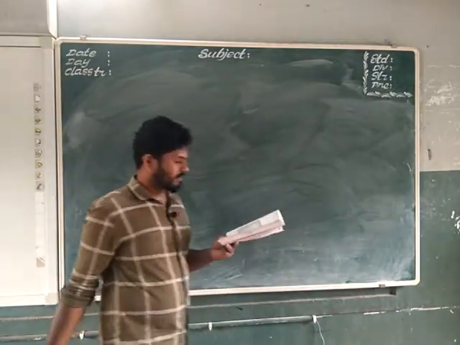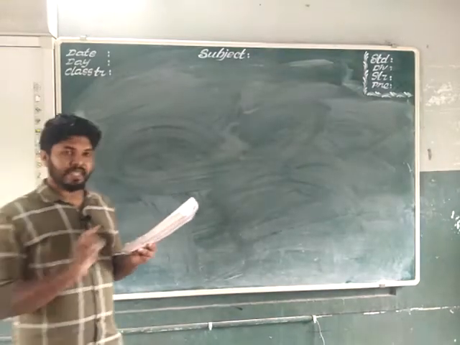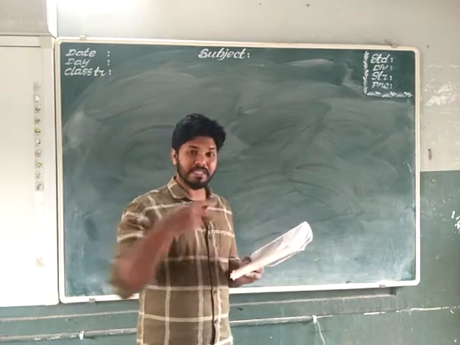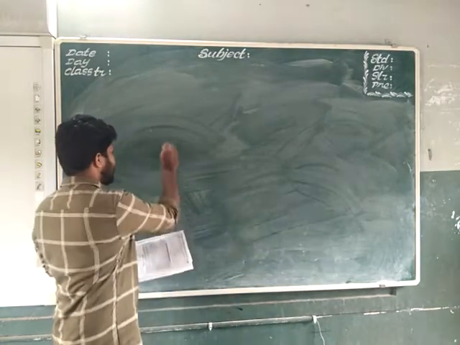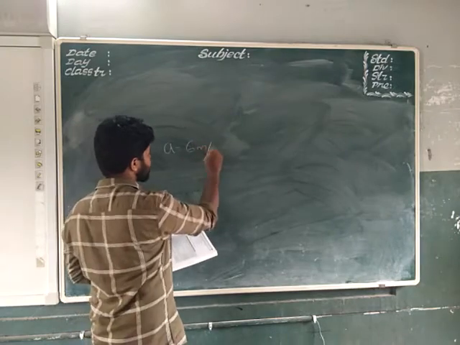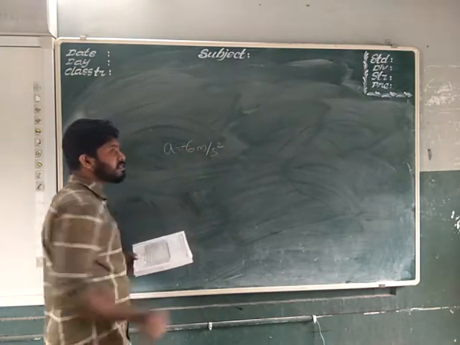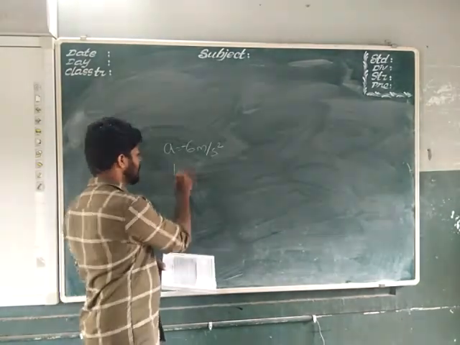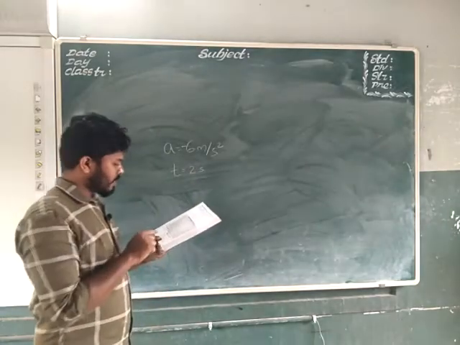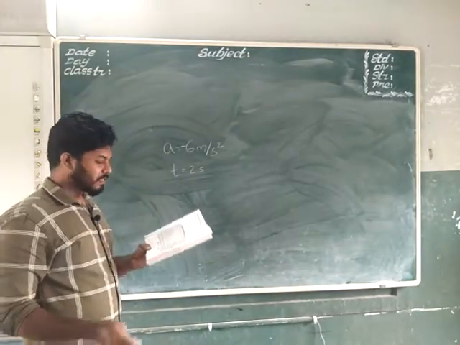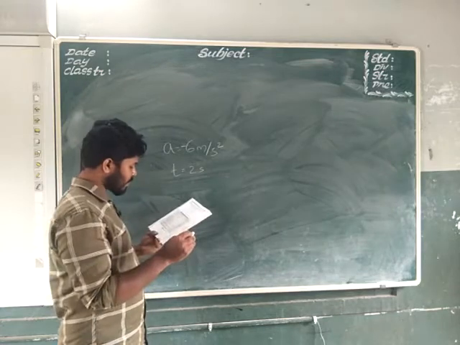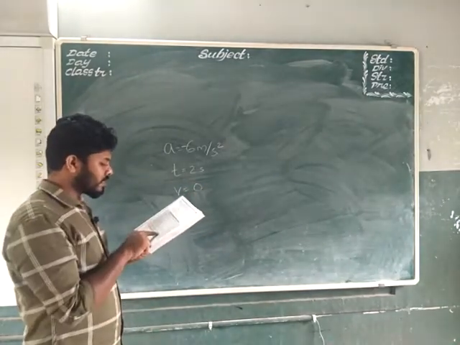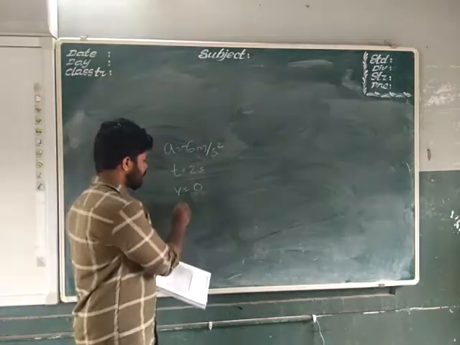So hence we finished the 7th question, and now to the 8th question. The brakes applied to a car produce an acceleration of 6 meter per second square in the opposite direction to the motion. That means it's retardation. If the car takes 2 seconds to stop, t is equal to 2 seconds, after application of brakes, calculate the distance it travels during this time. Okay, final velocity is 0 as it is going to stop. We have to find S.